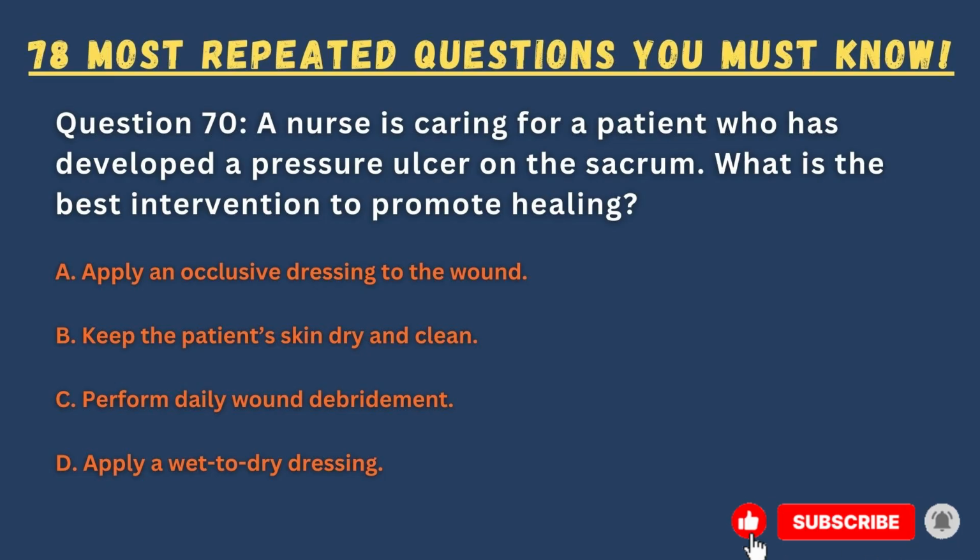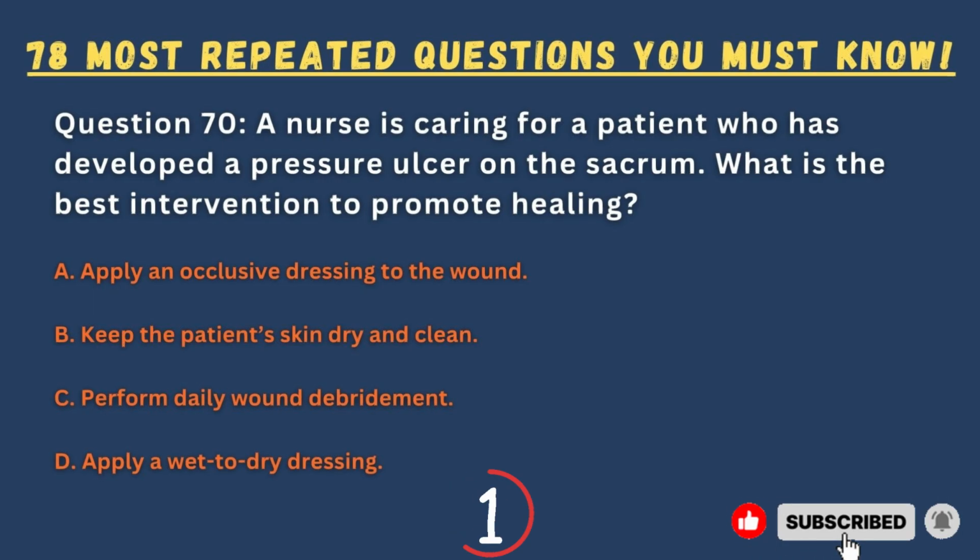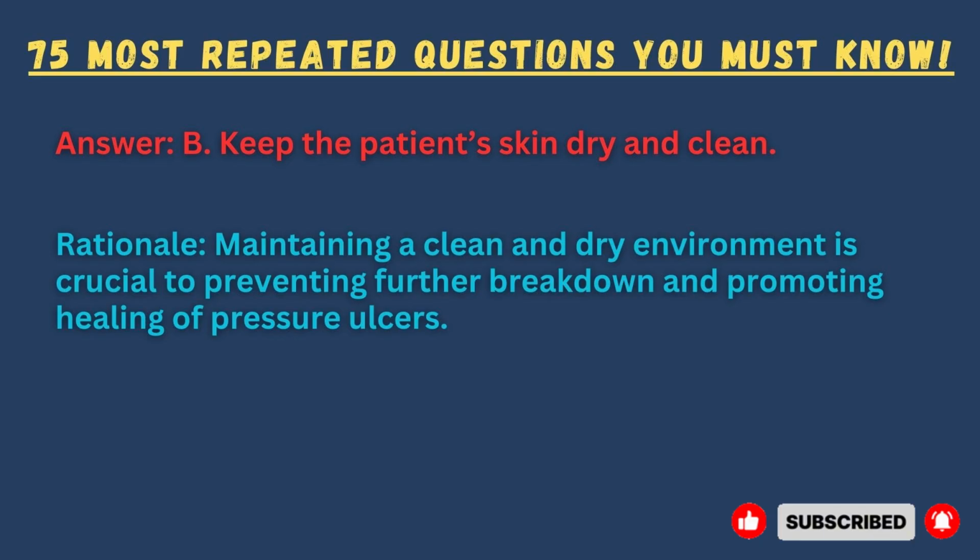A. Apply an occlusive dressing to the wound. B. Keep the patient's skin dry and clean. C. Perform daily wound debridement. D. Apply a wet-to-dry dressing. Answer: B. Keep the patient's skin dry and clean. Rationale: maintaining a clean and dry environment is crucial to preventing further breakdown and promoting healing of pressure ulcers.